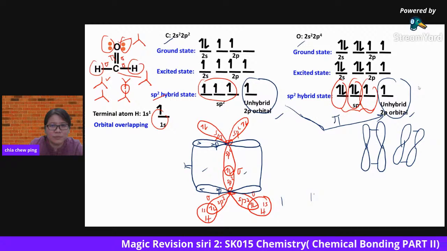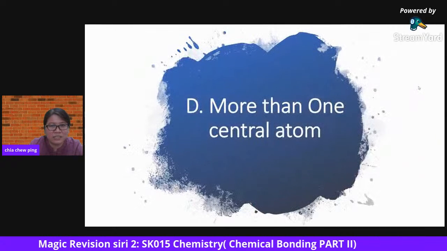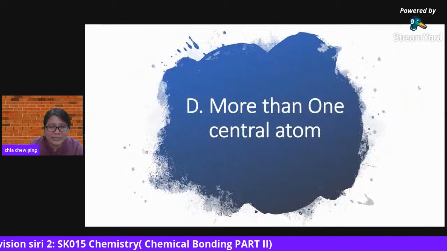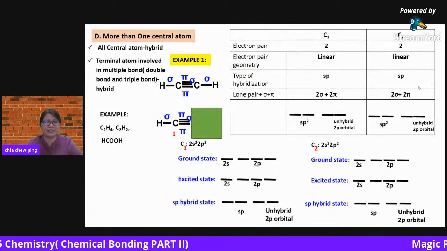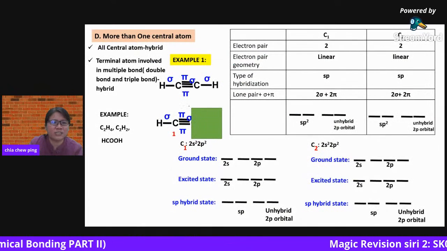Okay, now we proceed to the next one, which is more than one central atom. So this is the last case, more than one central atom.